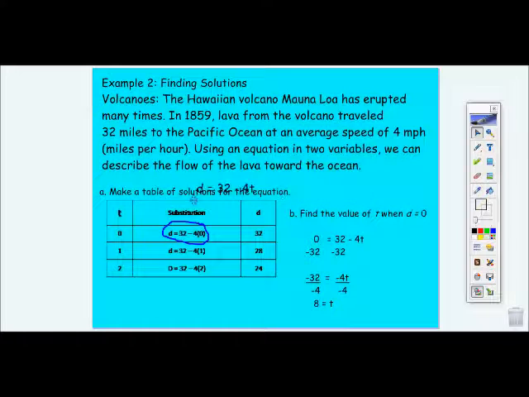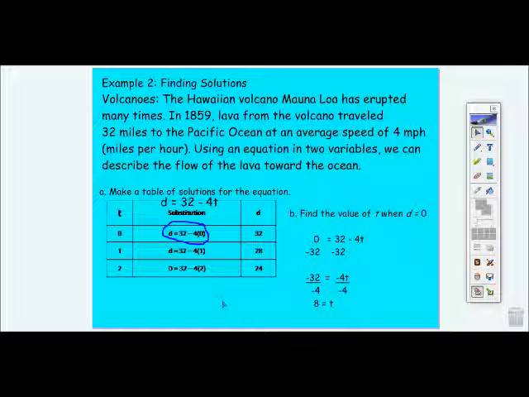I'm going to use that equation over here, and I'm going to substitute in each one of my values in the table. So I'm going to let t equal 0, t equal 1, and t equals 2. So I rewrote that with that substitution in. And so 32 minus 4 times 0, so 32 minus 0 still gives me 32. All right. 32 minus 4 times 1, because my t is 1, gives me 28. And 32 minus 4 times 2, 32 minus 8, gives me my solution of 24.